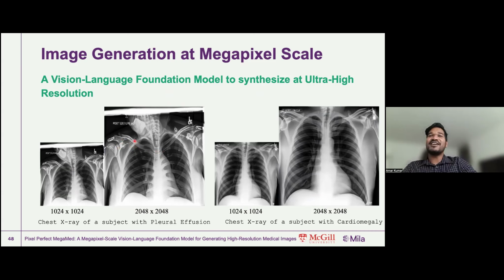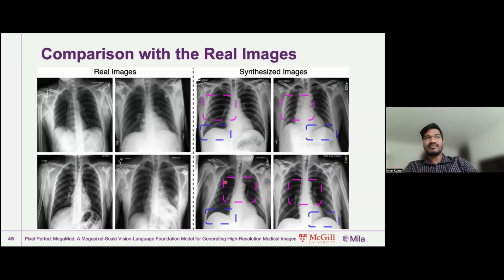And on the right-hand side, you have a chest X-ray of a subject with cardiomegaly, and you can see that the fine details that can be observed by the naked human eye are good enough at this resolution. So we are able to successively synthesize this at a megapixel scale. And just to convince you, here is a comparison with a real set of images.